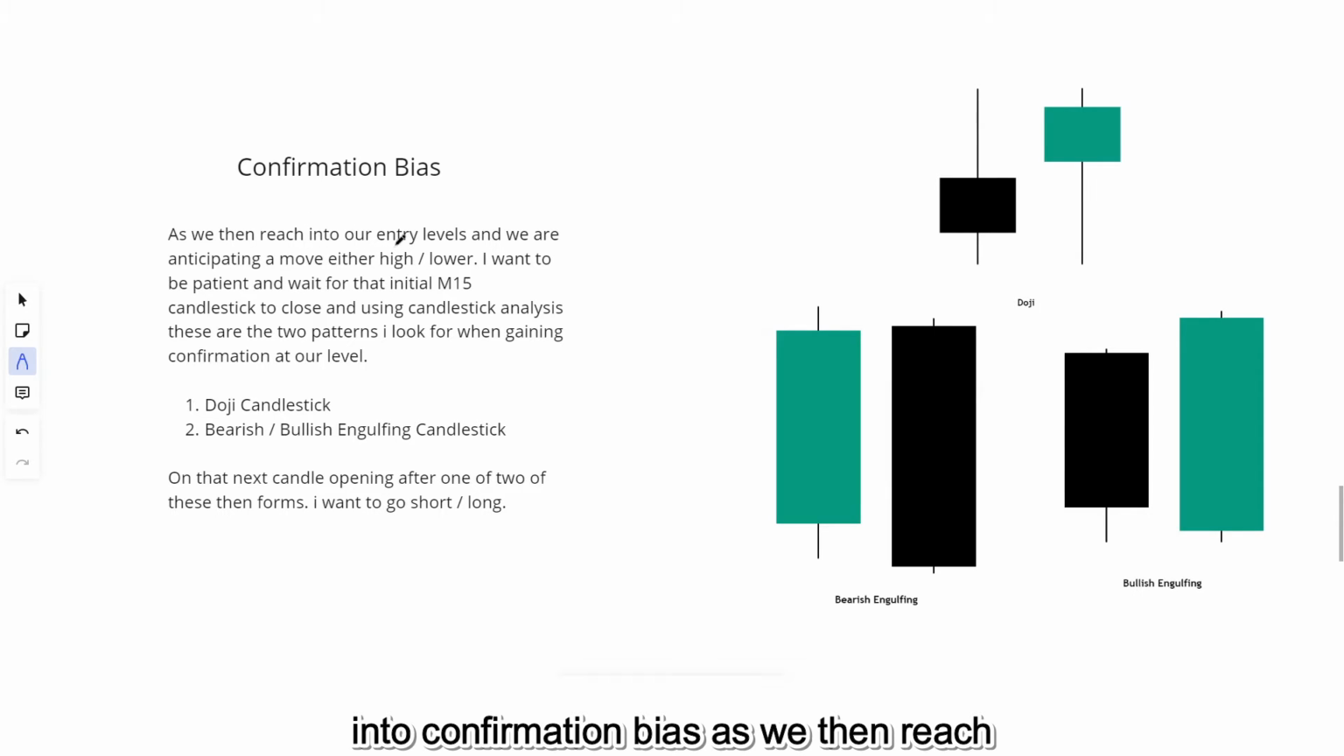As we then reach into our entry levels and we are anticipating a move higher or lower, I want to be patient and wait for that initial M15 candlestick to close. Using candlestick analysis, there are 2 patterns that I look for when gaining confirmation at our level. 1 is the doji candlestick, and 2 is the bearish and or bullish engulfing candlestick.